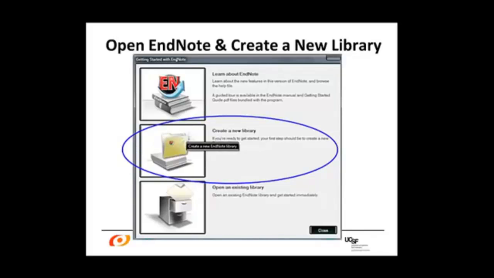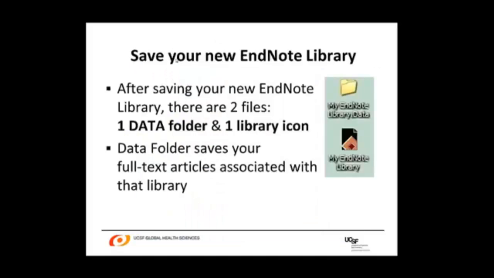After you click on that, it will show a box where you can save your new EndNote library as whatever name you choose. For example, the images to the right over here are the new files that EndNote saved as your library. After saving your new EndNote library, there are two files. One is the data folder and one is the library icon. The data folder above saves your full-text articles associated with this library.